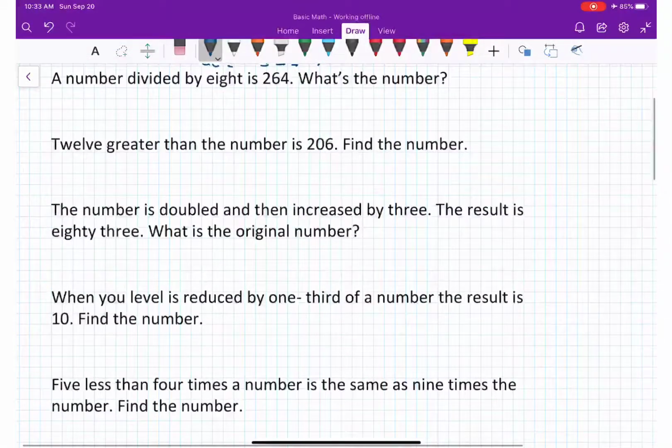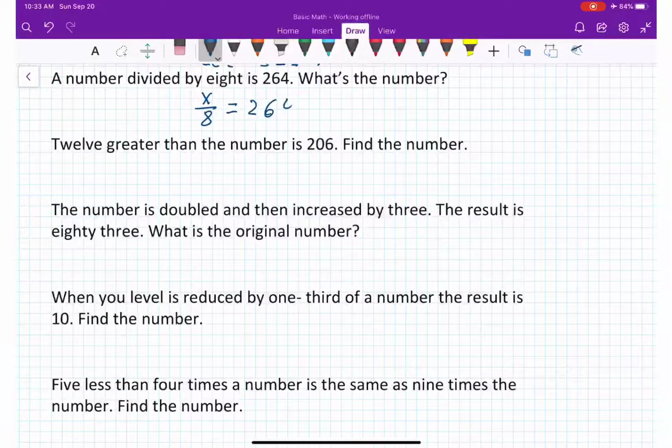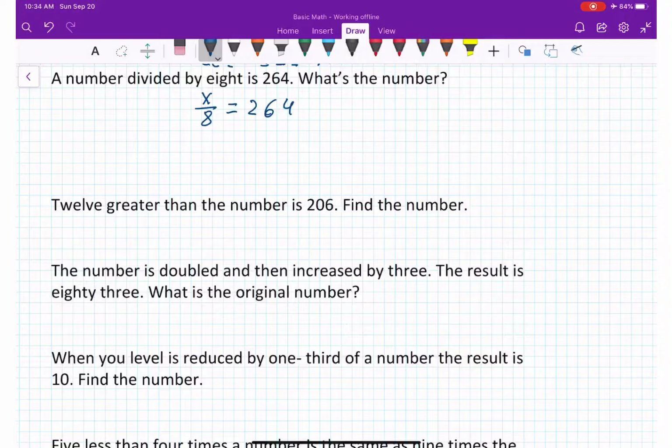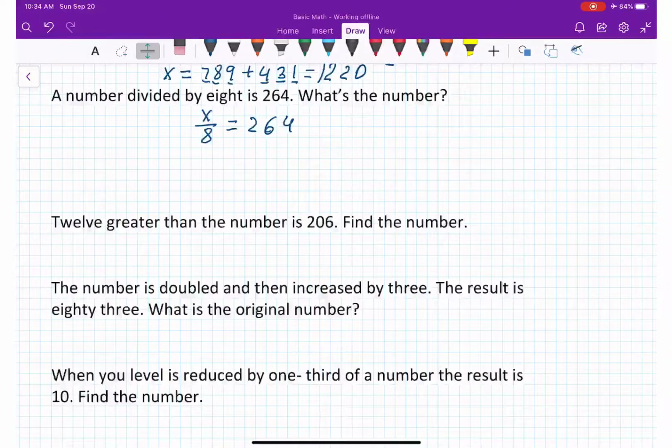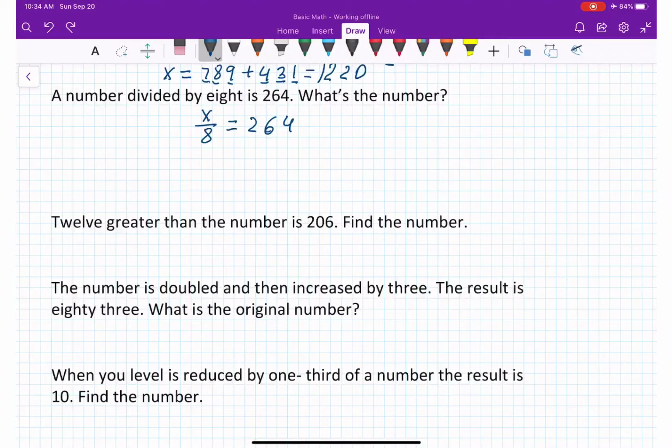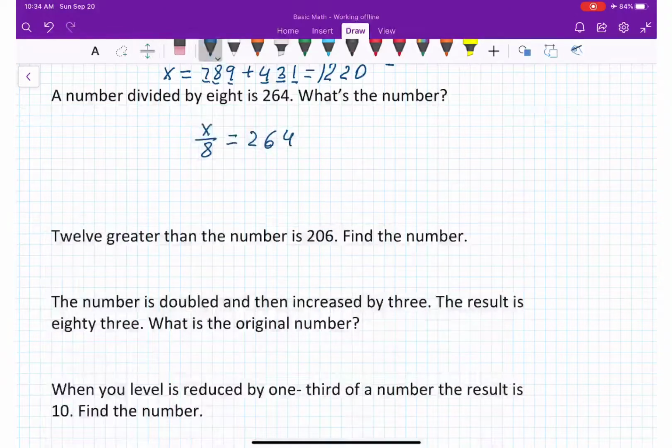Next one. A number divided by 8 is 264. What is the number? Okay, 264. So we have a fraction, right? So practically we are going to bring two common denominators. So what is going to be the common denominator? 8, which means 8 here, 8 here, right?